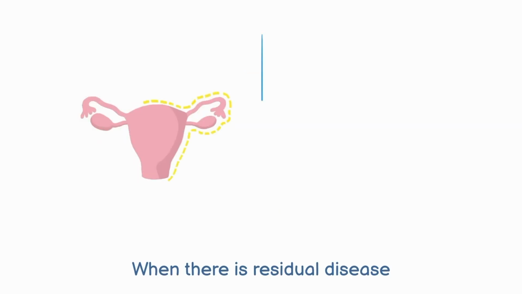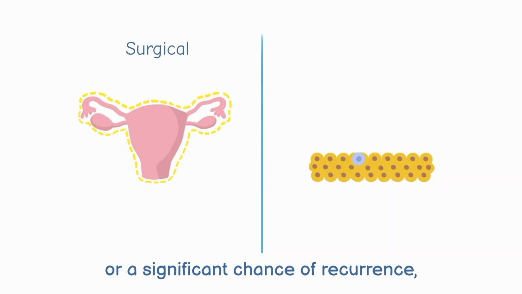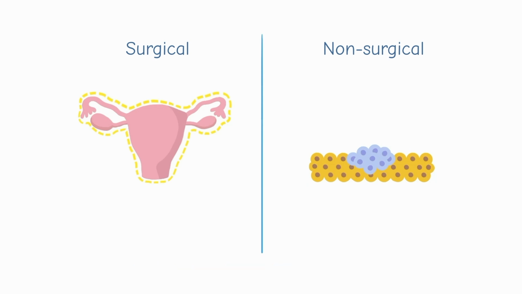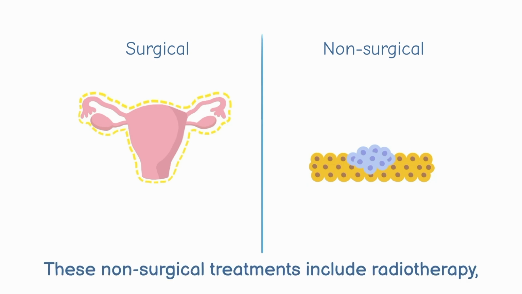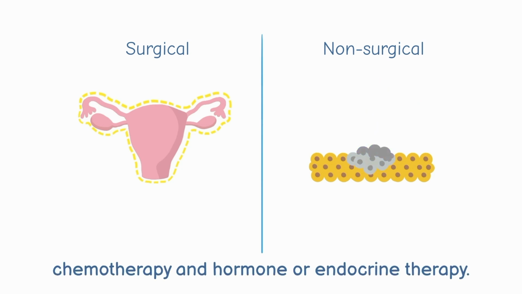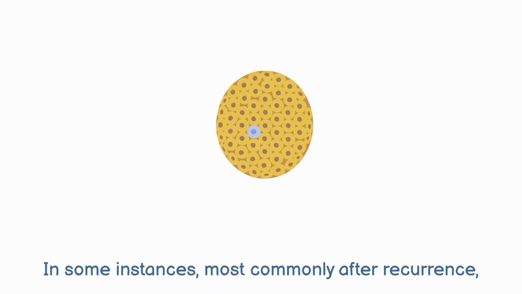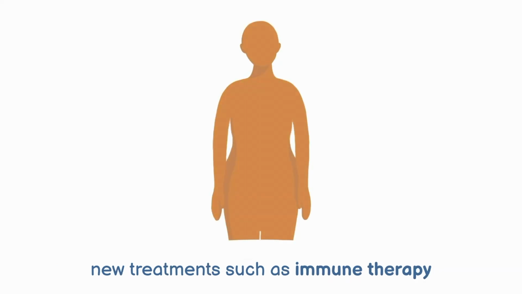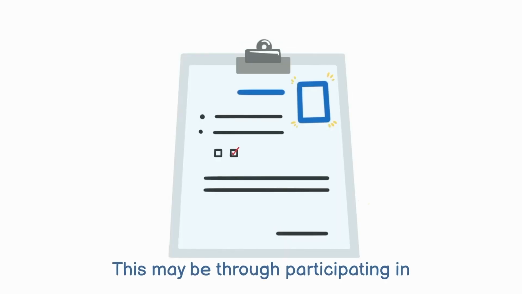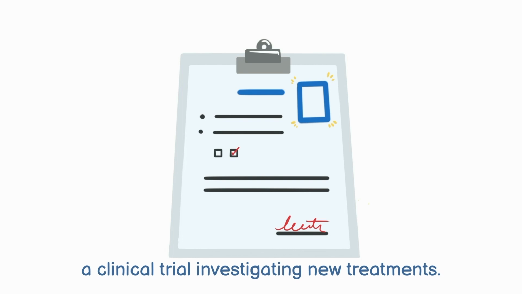When there is residual disease or a significant chance of recurrence, additional non-surgical treatments may be offered before or after surgery. These non-surgical treatments include radiotherapy, including brachytherapy and/or external beam radiotherapy, chemotherapy, and hormone or endocrine therapy. In some instances, most commonly after recurrence, new treatments such as immune therapy may also be offered. This may be through participating in a clinical trial investigating new treatments.